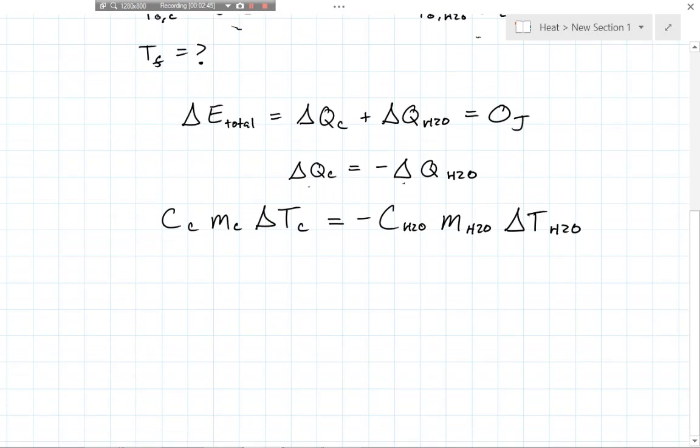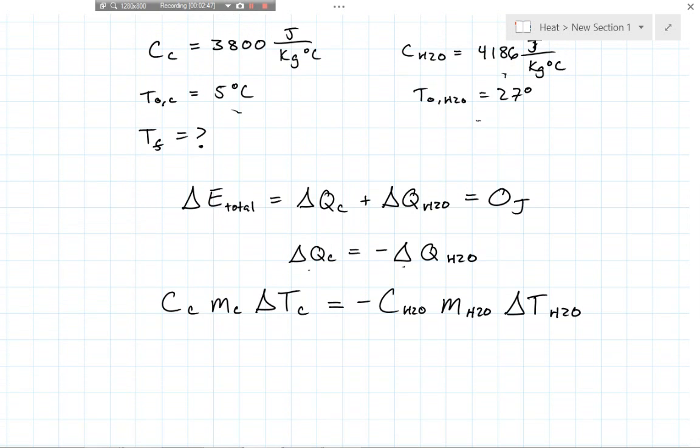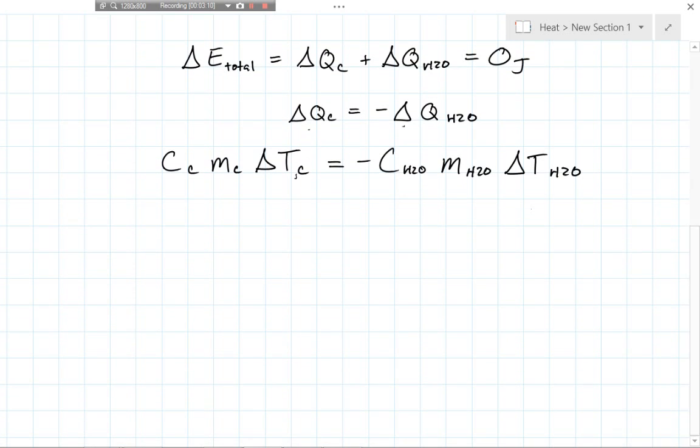And now the thing that we have to remember about this is that when objects reach thermodynamic equilibrium, the final temperatures of these two objects are going to be the same, but their initial temperatures are different, right? So the initial temperature of the Coke is 5 degrees Celsius, and the initial temperature of the water is 27 degrees Celsius. So these two delta T's, they're not the same, right? The final temperatures are going to be the same, but the initial temperatures aren't. So you have to be a little bit careful about that.